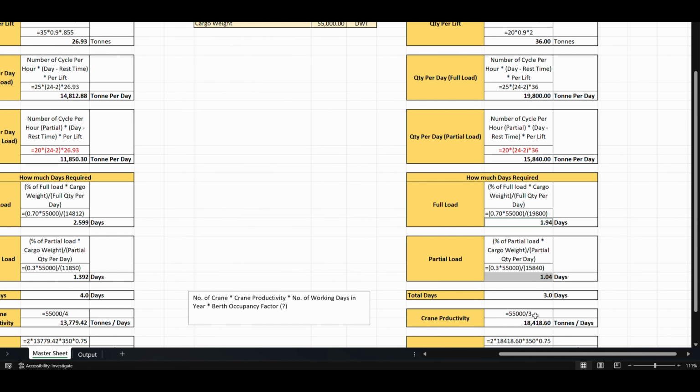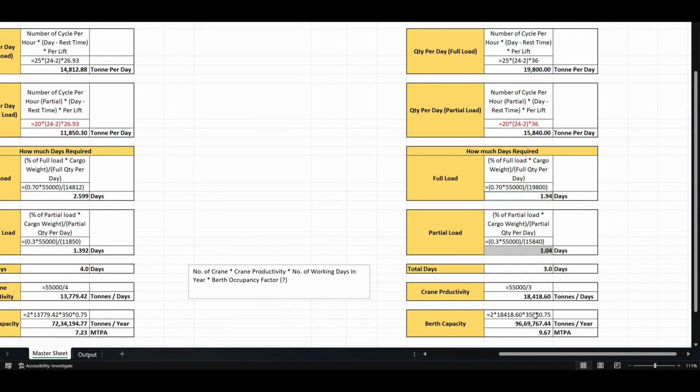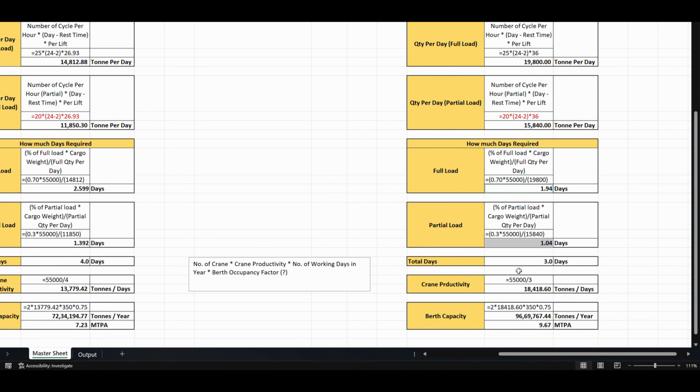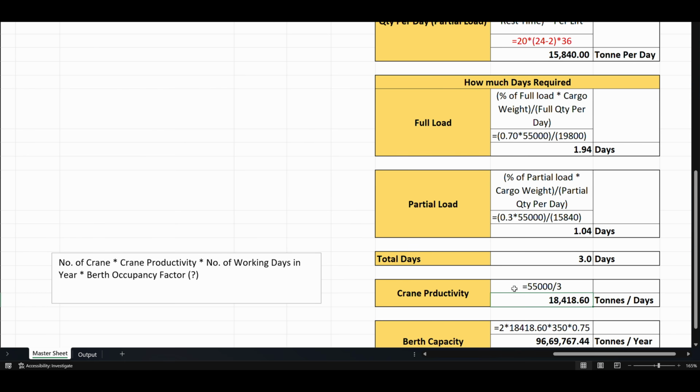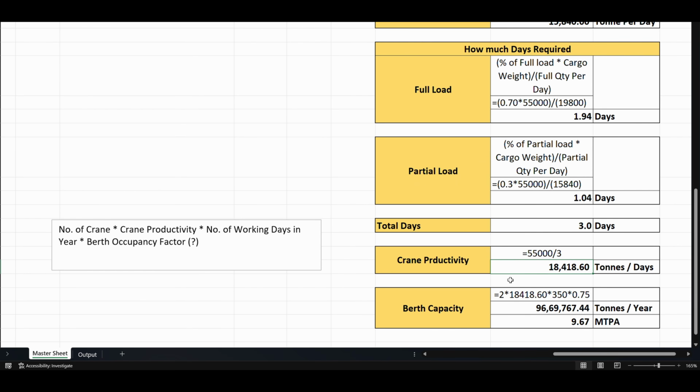Now we can do the crane capacity. So 55,000 divided by 3, so we get 18,418 tons per day. It is required, mandatory, this amount of productivity we want.